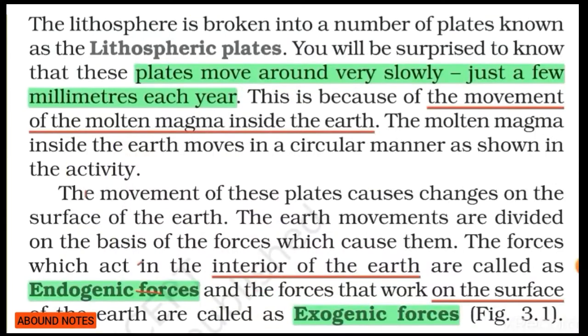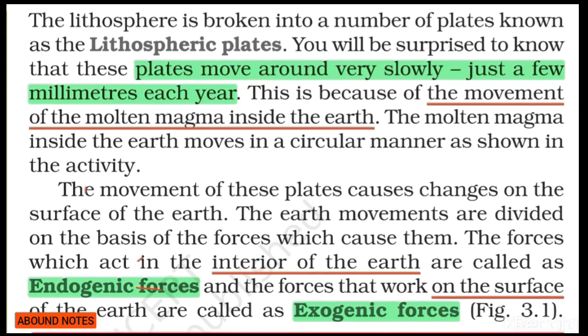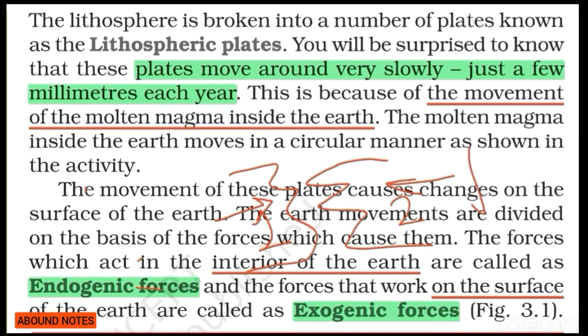Okay, friends, the lithosphere, which is the crust, is broken into a number of plates known as lithospheric plates. So this is one plate, this is another plate, plate number 1 and plate number 2. We will be surprised to know that these plates move around very slowly. The movement of these two plates is in two ways. One is horizontal and one is vertical. So this arrow shows the vertical movement and the horizontal movement in this way. Okay, so they rub each other or they compress each other. The vertical movement shows the compression and the horizontal movement shows the eruption or rupture.